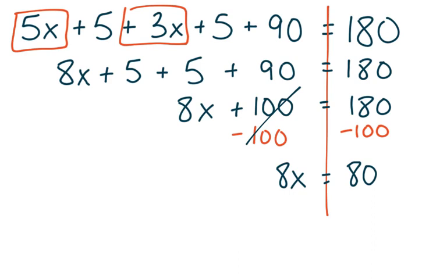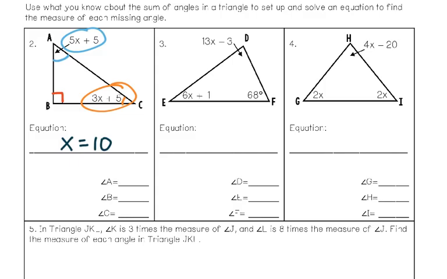What times 8 equals 80? If you aren't sure, the last step is to divide both sides by that number next to x. Since it's being multiplied by 8, we need to divide both sides by 8 to figure out that x equals 10. All right, so since I did my work on a separate sheet, I went ahead and just wrote x equals 10 for the equation. Now I can use what I know about what x equals to solve for the missing angles, A, B, and C. Here's what I mean by that.